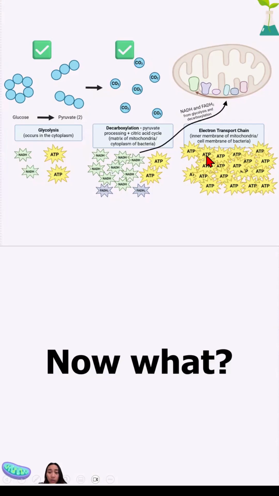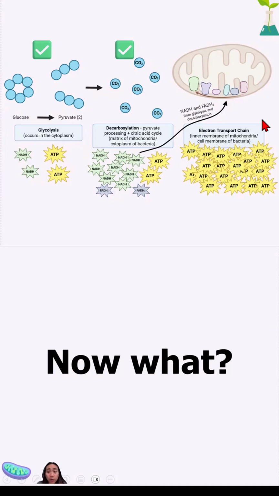So now what? Well, we have fully decarboxylated our glucose, right? So in glycolysis, we had 6 carbons, which we split into 3 and 3. And then during the decarboxylation steps, we basically release all of it as CO2. So we're going to end up with no carbons left in the molecule itself.